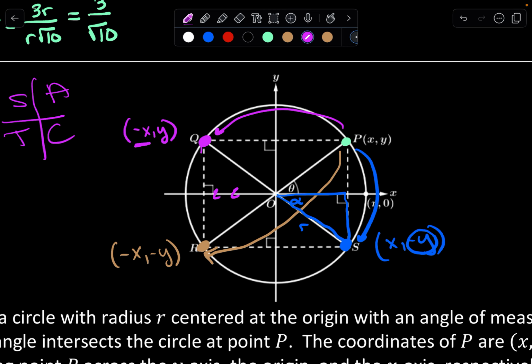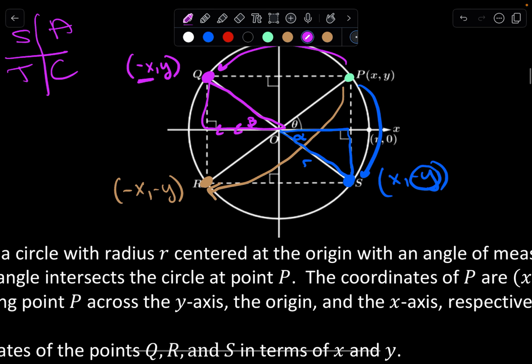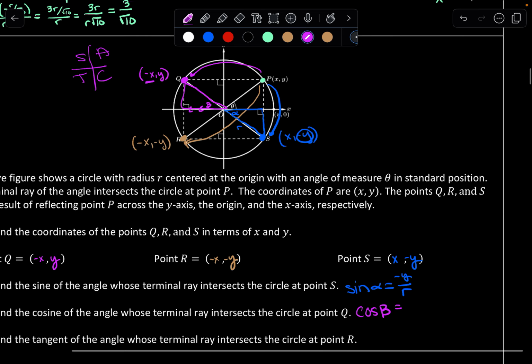So now that we're in quadrant 2, we are going to be using this triangle. And then beta is going to be at the origin. So this one will be cosine beta is equal to, our x value is negative because we're in quadrant 2, and then your radius will always be positive.